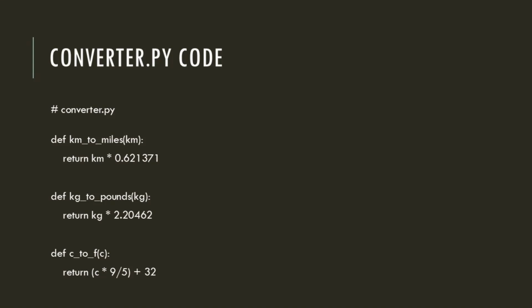converter.py: def kilometer_to_miles(kilometer): return kilometer * 0.621371. def kg_to_pounds(kg): return kg * 2.20462. def c_to_f(c): return c * 9/5 + 32. So here we see that we have used all the mathematical conversion functions for kilometer to miles, for kg to pounds, and for Celsius to Fahrenheit.